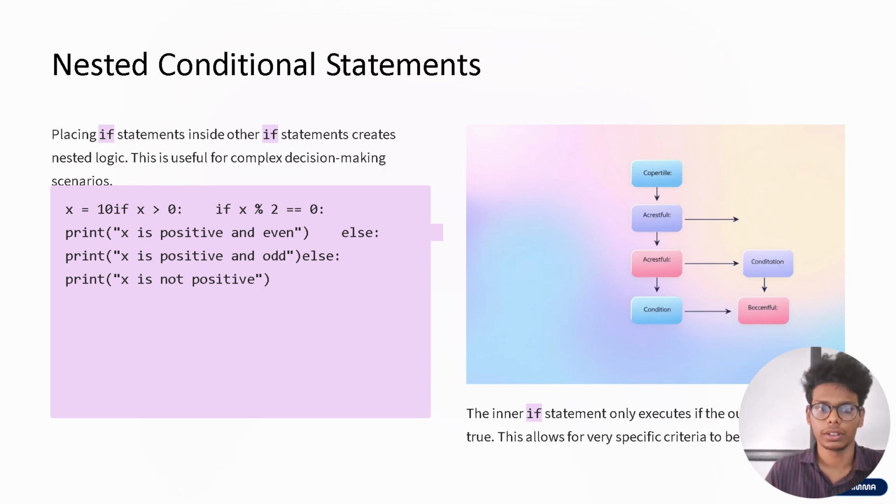Nested conditional statements. Placing an if statement inside another if statement creates nested logic. This is useful for complex decision making scenarios. Here is an example: x equals 10. If x is greater than or equal to 0, and if x % 2 equals 0, print "x is positive and even," else print "x is positive and odd," else print "x is not positive." The inner if statement executes only if the outer if statement is true. This allows for very specific criteria to be met for the code to be executed.